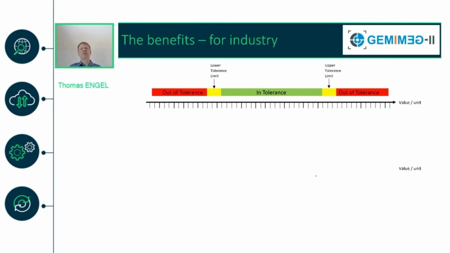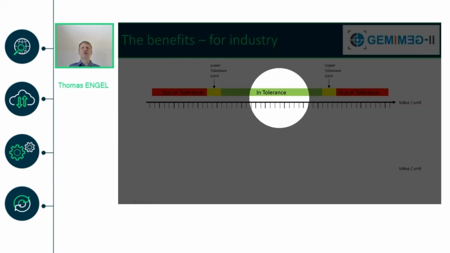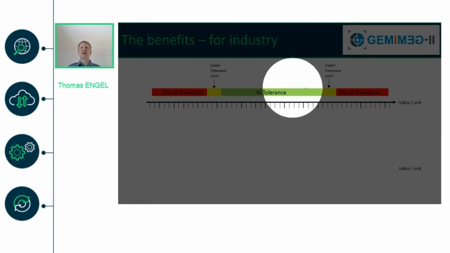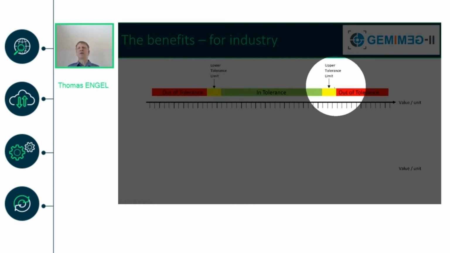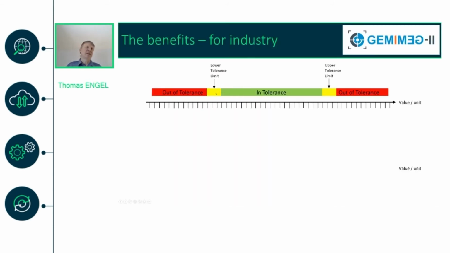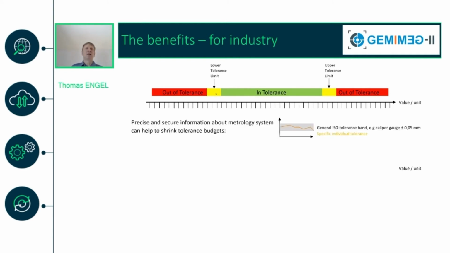What does it really mean in the practice? So the benefits for industry, I just used a very simple example just for a caliper gauge here. So when doing a measurement in general, we do have an intolerance region shown in green, and we have on the both sides the out of tolerance regions, and then we do have also the intermediate regions, which is the upper tolerance limit and the lower tolerance limit. That's how every single measurement can be described here.